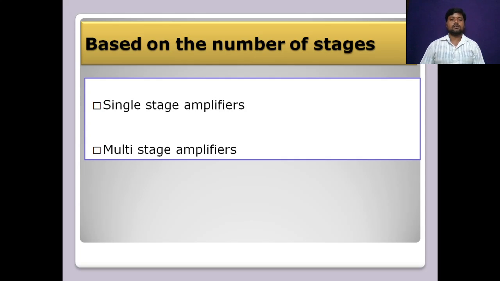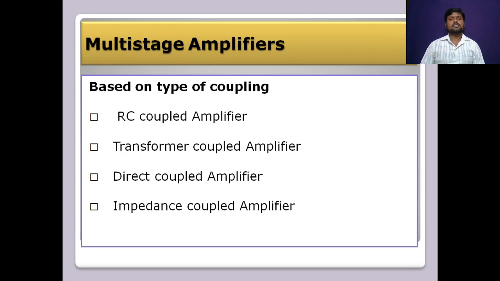Okay, so based on the number of stages, the classification of amplifiers is single stage amplifiers and multi-stage amplifiers. Here the multi-stage amplifiers are further classified, based on the type of coupling, into the RC coupled amplifier. Here the coupling stands for the connection of one stage to the next stage. How we are going to connect one stage to the next stage, that is the RC coupled amplifier. Here we are going to use a resistor and a capacitor to couple the two stages.